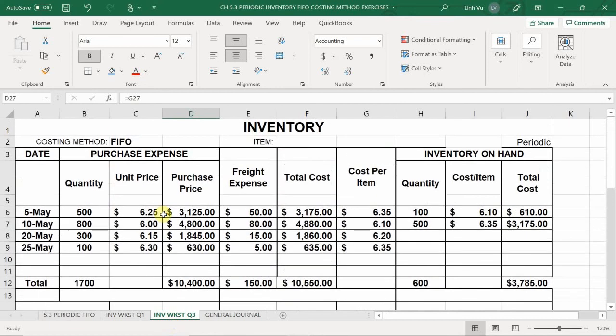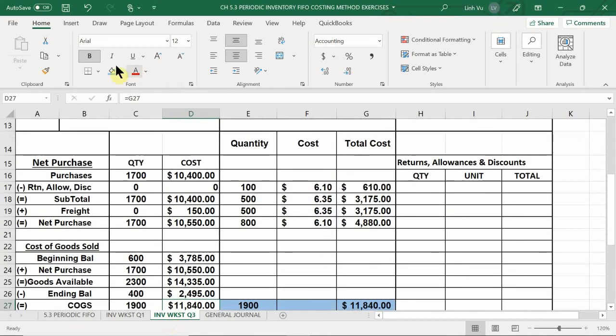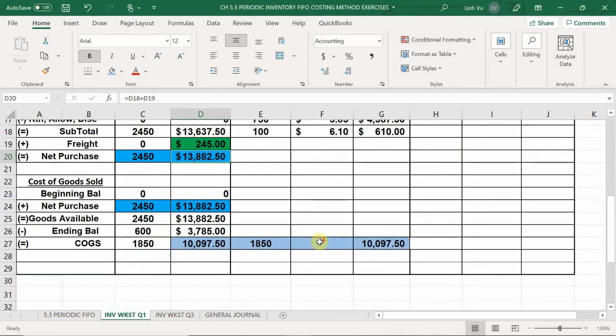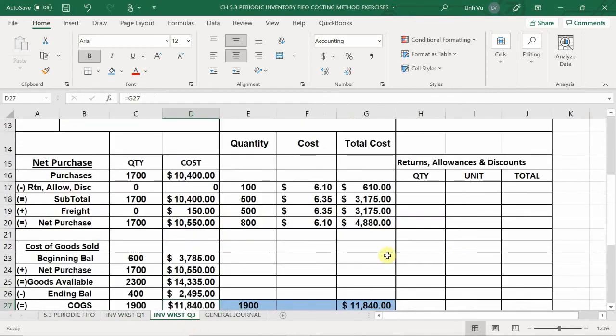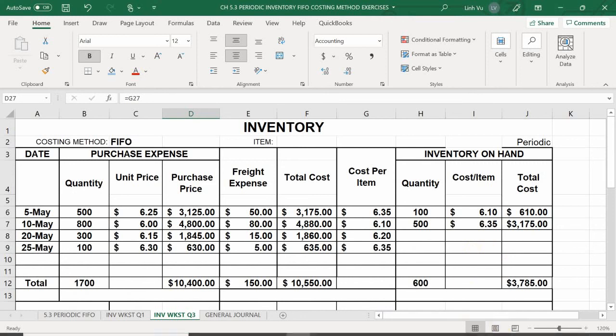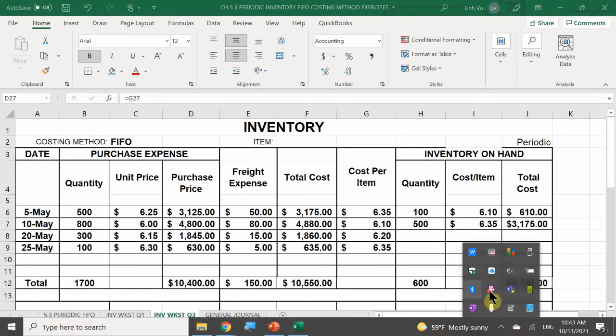All right. Any questions in regards to the chapter 5.3 exercises? So we took a look at how to do it without beginning inventory and how to fill it out. And then in the second example, we took a look at how you deal with it when you do have beginning inventory. All right, any questions? No.